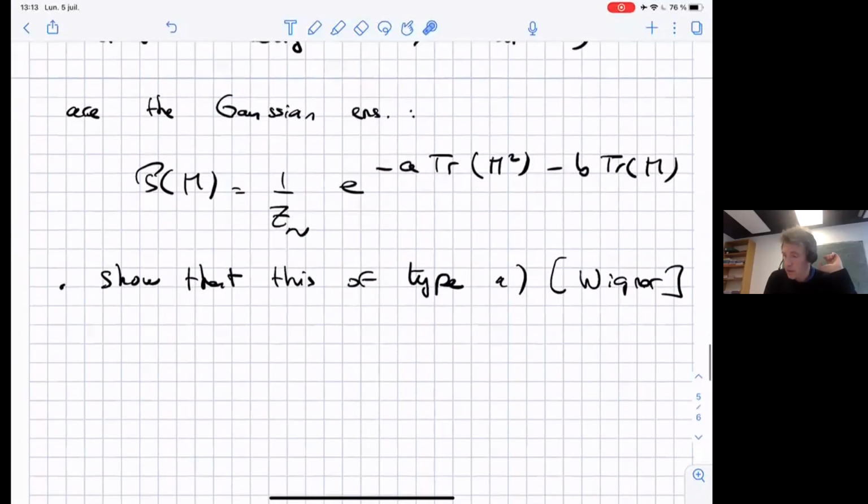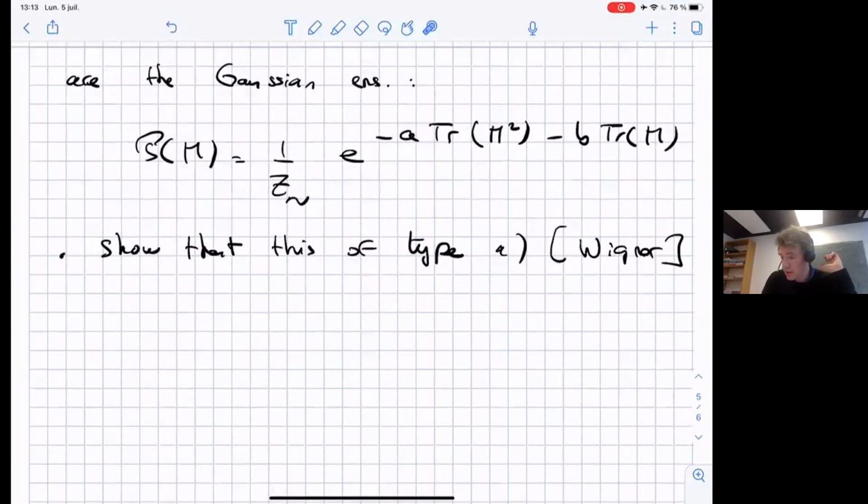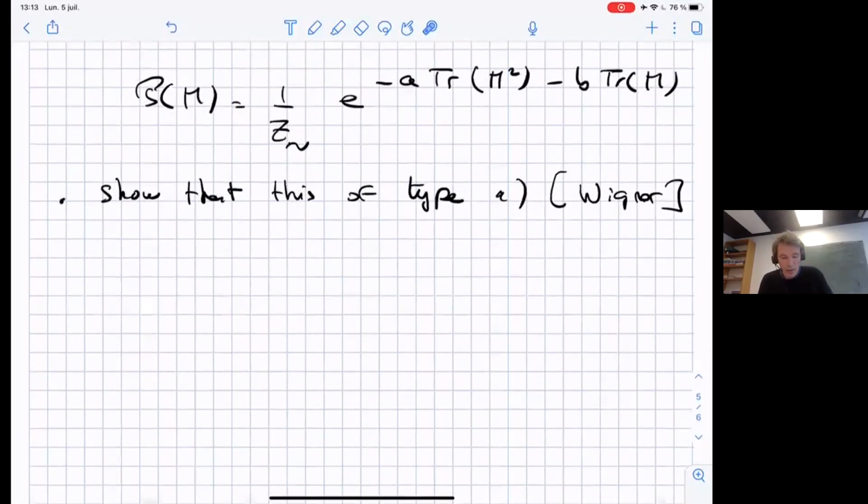Okay. But it turns out that this is one case where precisely we can do both, and let's see what it gives. So let's just try to rewrite this exponential weight here. So let's do it.